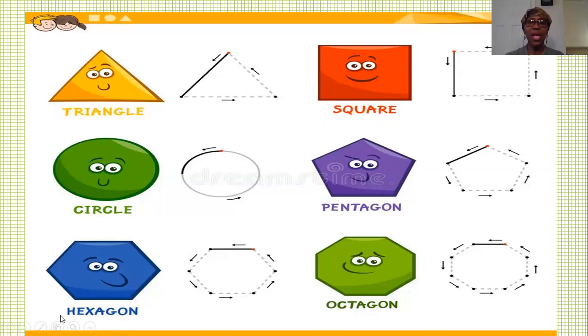We also have what's called a hexagon. You hear that X in there? Hexagon. We also have a shape called an octagon. Octagon. Does that sound familiar? Octagon. It sounds like something else we know.